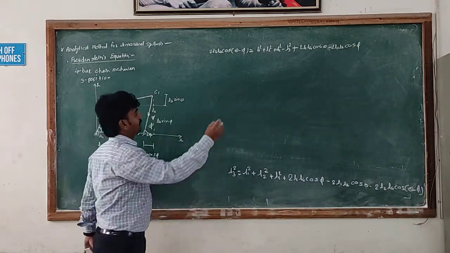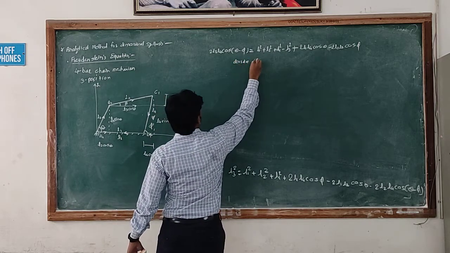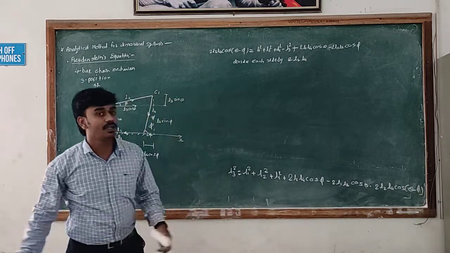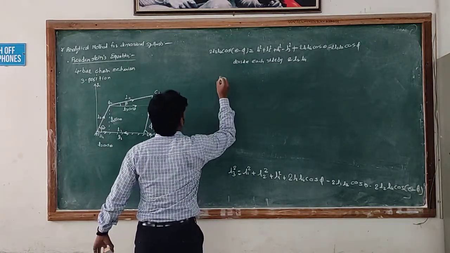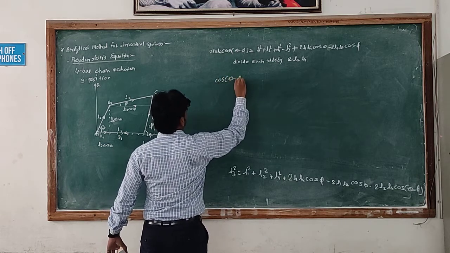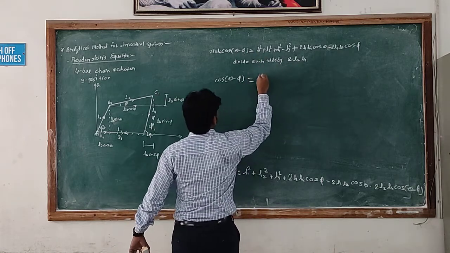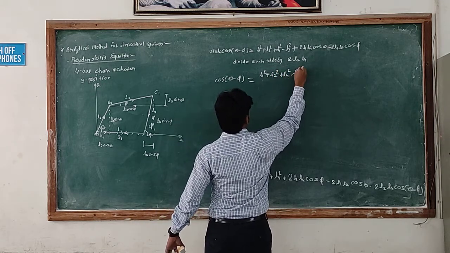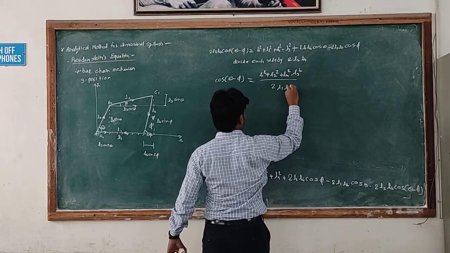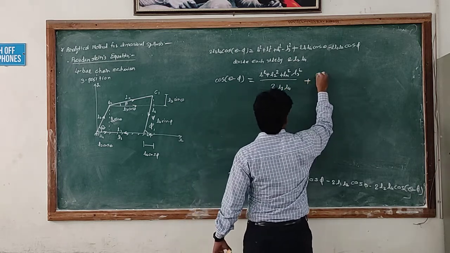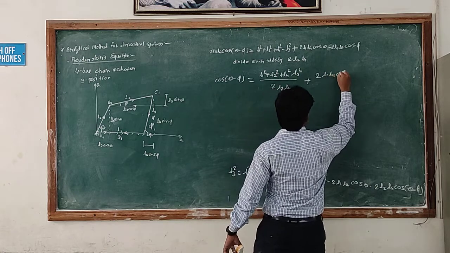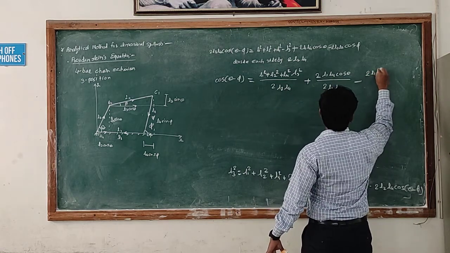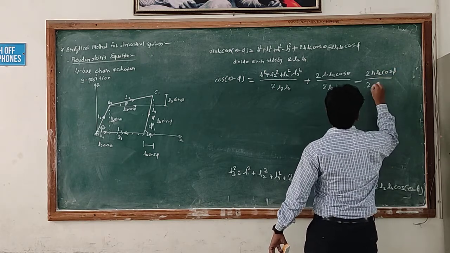Okay. Now divide each side by 2 L2 L4. So the left hand side is cos of theta minus phi, equal to L1 square plus L2 square plus L4 square minus L3 square divided by 2 L2 L4, plus 2 L1 L4 into cos of phi divided by 2 L2 L4, minus 2 L1 L2 cos of theta divided by 2 L2 L4.